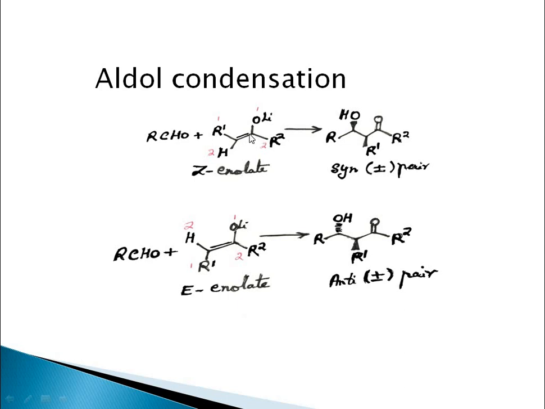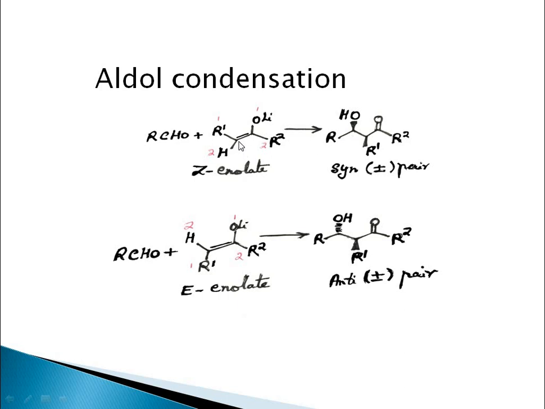Why is this a Z double bond? Because see, the first priority here, then this R second priority along this. Then this R first priority, H second priority. Since similar priority groups are on the same side, this is Z-enolate, which has been produced by this ketone in the presence of a base. Enol has been produced, stabilized, forming enolate. This enolate will give us on hydrolysis a syn plus minus pair.